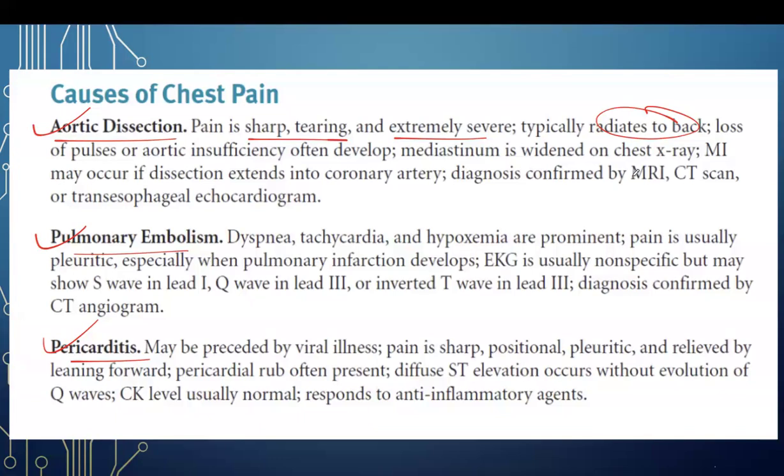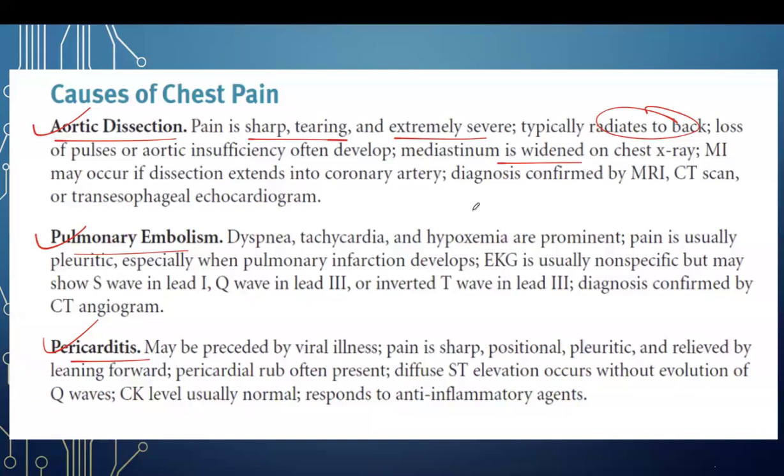Okay? So that's how we differentiate between these two. Sometimes, as I said, you can get some difference of systolic blood pressure if you do it on both arms. That can be found in a dissection patient. If you do a chest X-ray, you can get widening of the mediastinum.